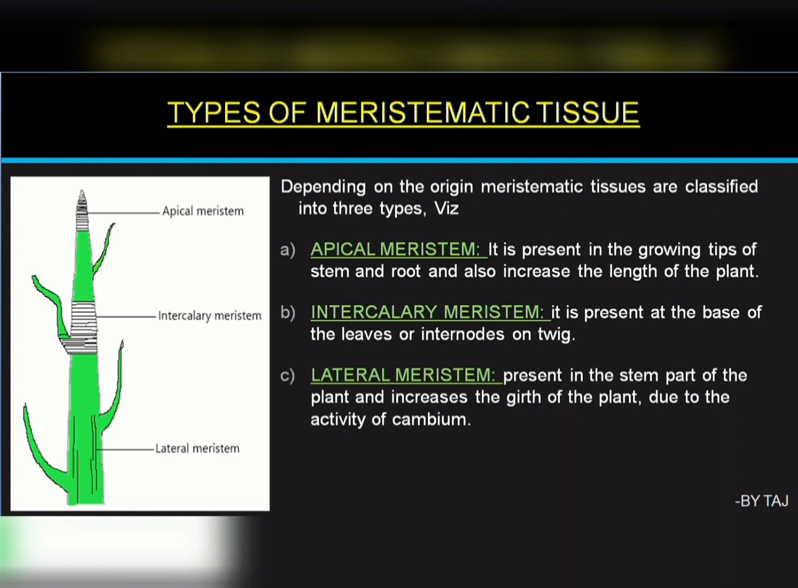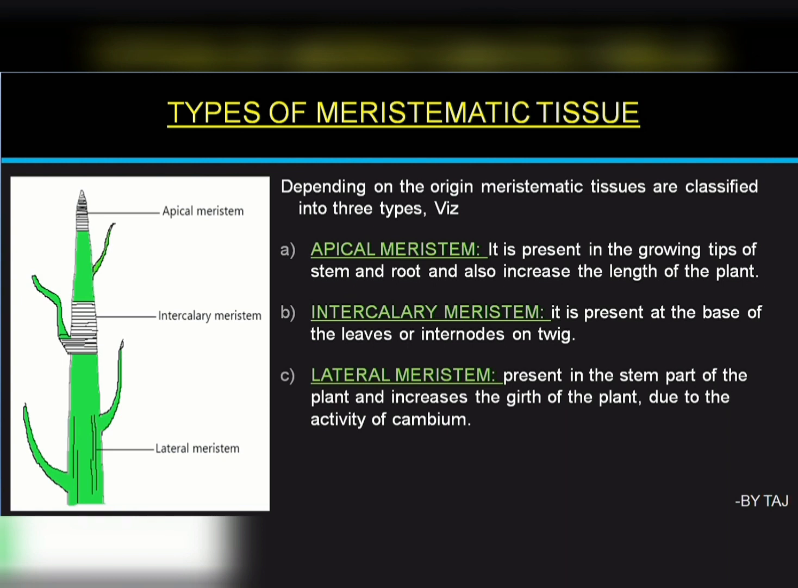Another type is intercalary meristem. It is present at the base of the leaves or internodal region of the twig. That means in between the stem there is a small gap. In between those gaps you are going to get the internodal region. The nodal region is where the leaf and fruit parts arise. So this is the internodal region. You can observe it in the picture also, where intercalary meristem is mentioned. So intercalary meristem is present at the base of the leaves, and this helps in the elongation of the plant.